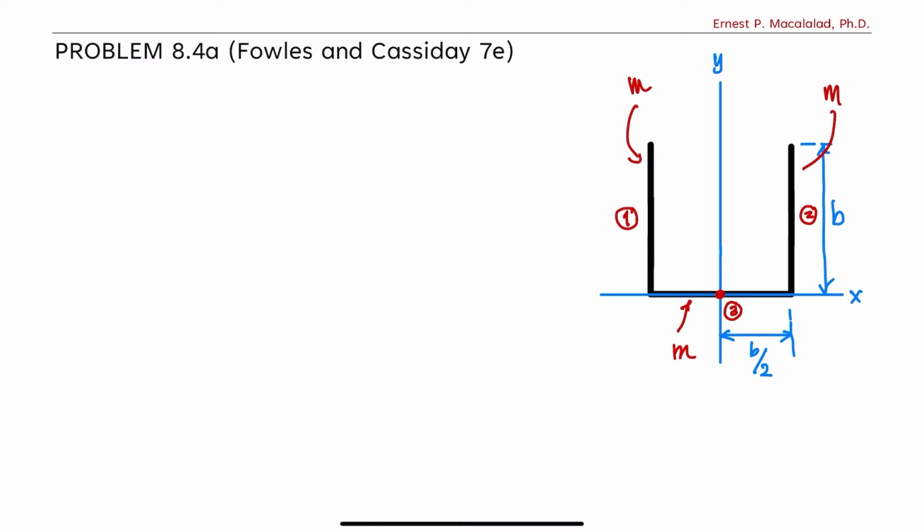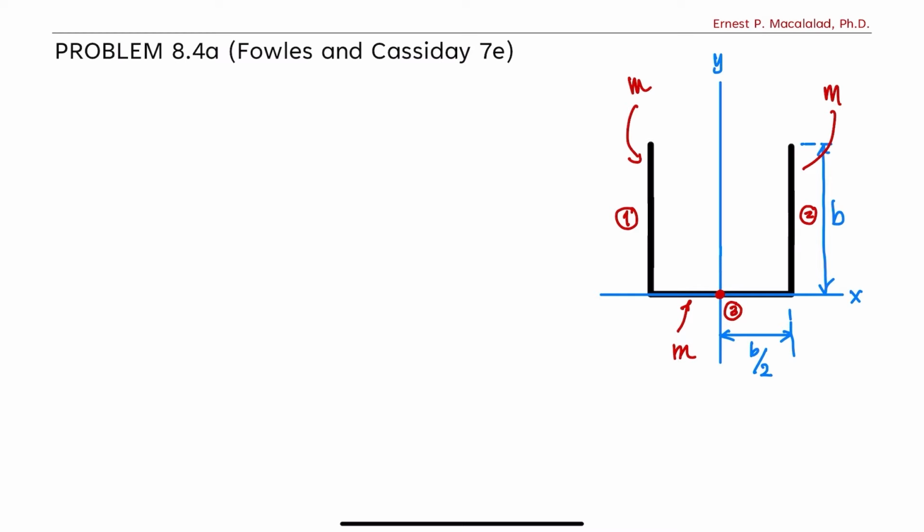The problem reads, find the moments of inertia of each of the objects in problem 8.1 about their symmetry axis. So for letter a, a thin wire is bent in the form of a three-sided block shape U with each segment of equal length B.